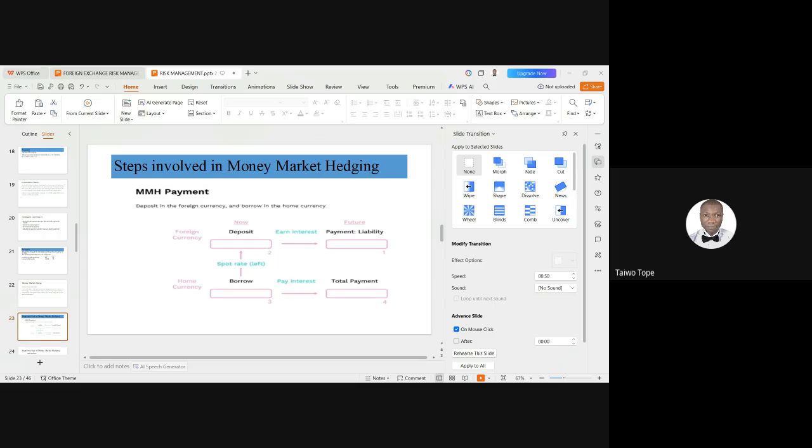It means you need to make a deposit now. That deposit will now grow to 300,000. Please look at the screen. You see box 1. In case it's not edible, the slide is on the platform. I forwarded it there yesterday. You can see it from there.